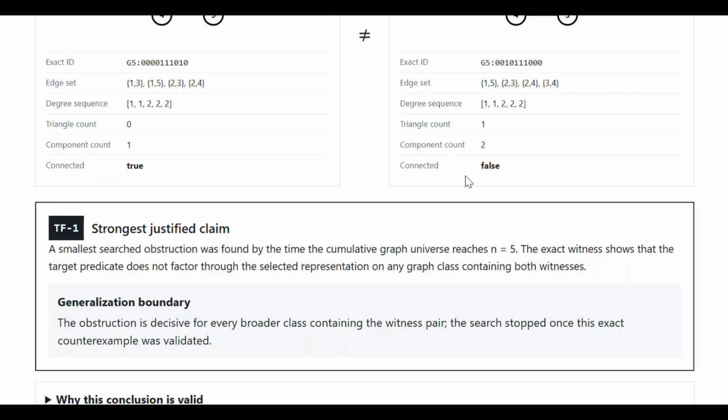This is where the system does something important. It does not simply say pass or fail. It identifies the strongest mathematical statement the evidence actually justifies. Here, the result is TF1, an exact obstruction. And notice the generalization boundary. One exact counterexample can disprove the broader claim. But the reverse is not true. Searching millions of examples without finding a counterexample would still not automatically prove an unrestricted theorem.